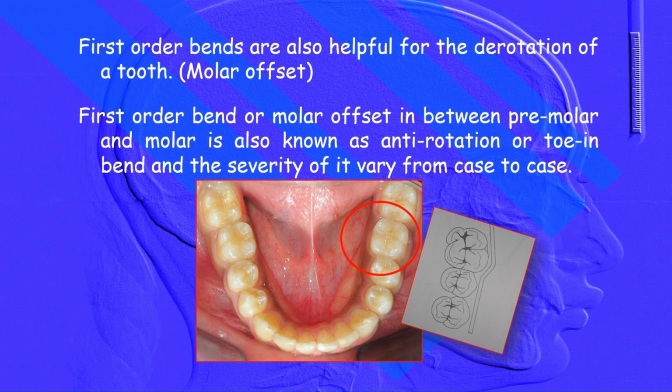Molar offsets are critical components of first order bends. A molar offset between premolar and first molar is also known as anti-rotation or toe-in bend. The severity of this bend varies from case to case. Look at the picture in which the left side mandibular first molar is mesiolingually rotated. Such a problem can easily be corrected by simply putting a molar offset in the arch wire, as shown in the picture.